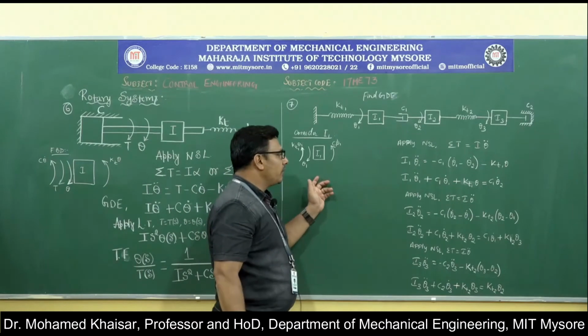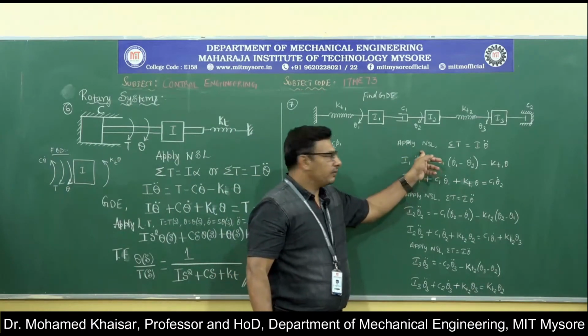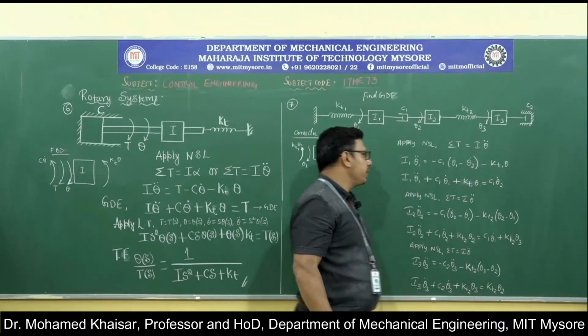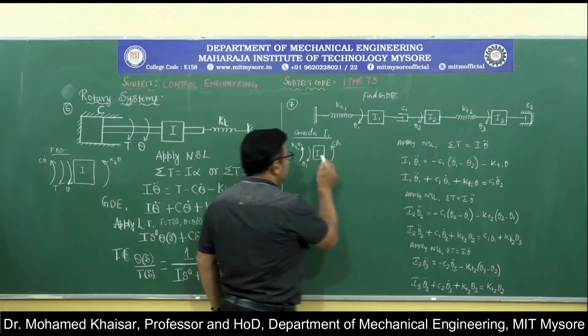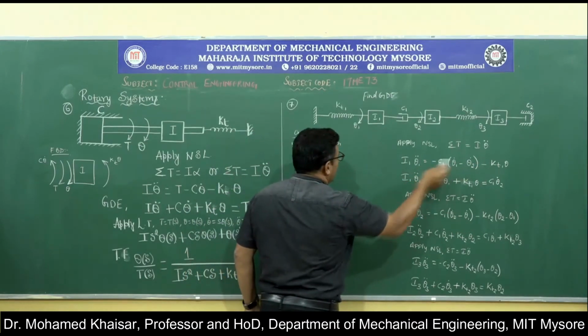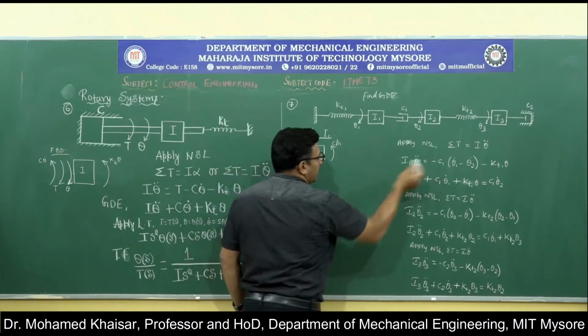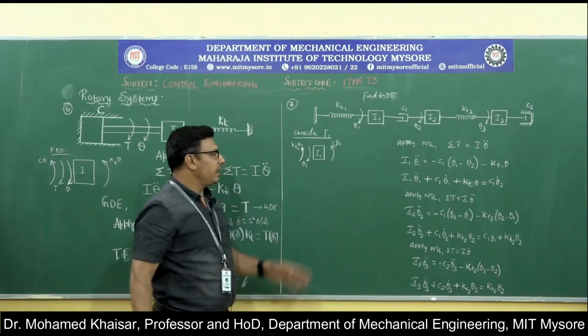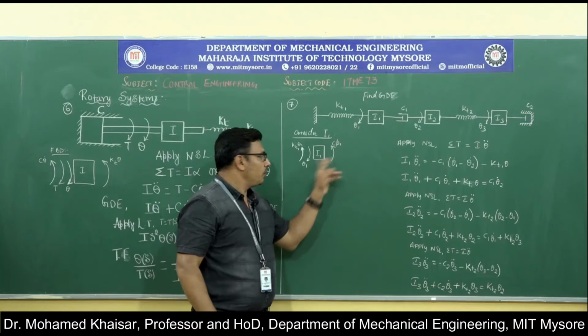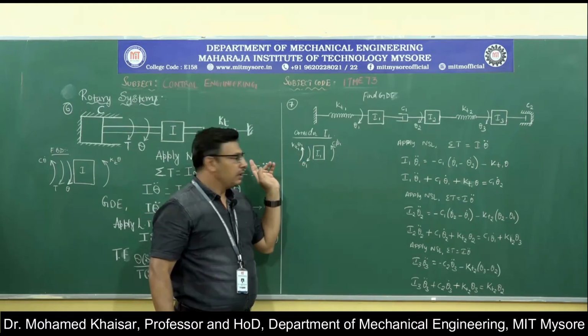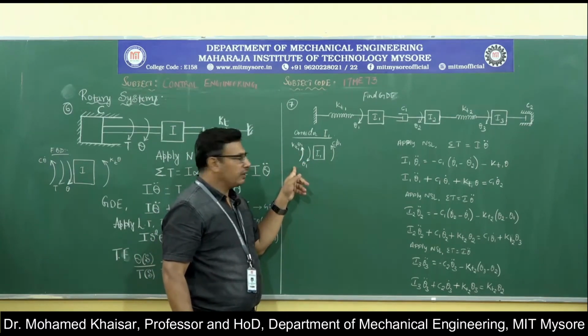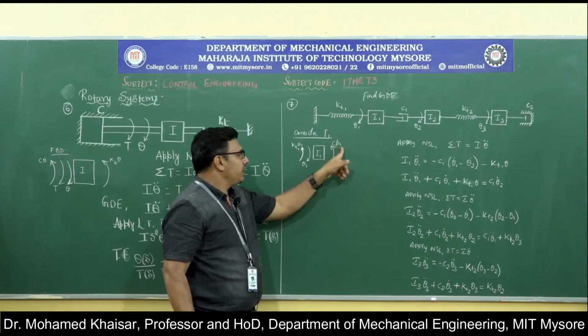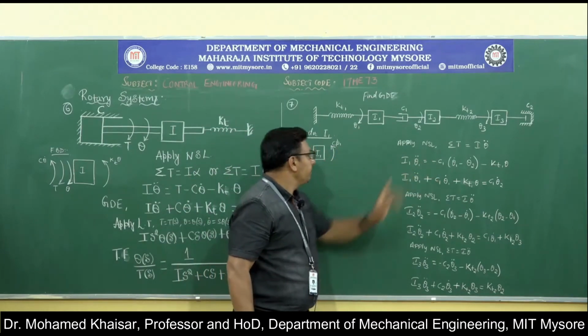Now to this functional block diagram, apply Newton's second law. What does it say? Sigma T is equal to I theta double dot. So what is I? It is I1, and theta double dot is theta 1 double dot. Then what is acting in the direction of theta 1? There is no torque. What is acting in the opposite direction to theta 1? C1 theta 1 dot, so negative sign.